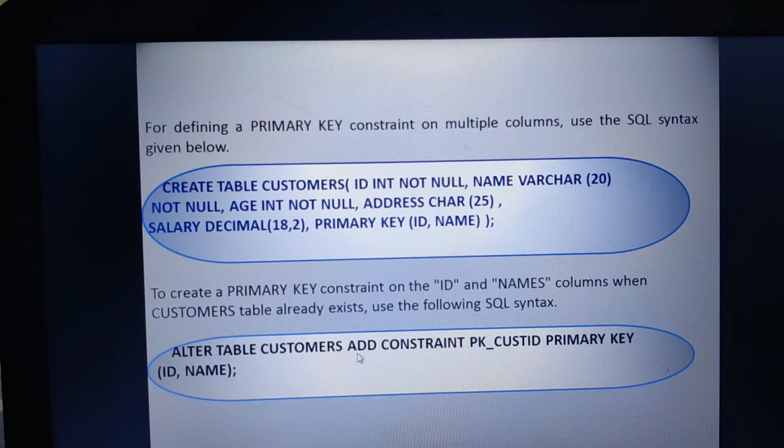Similarly with the alter command also you can create the constraint on multiple columns. Same: alter table customer, add constraint and constraint name. So even if you skip this it is also fine. Then directly primary key ID comma name. The constraint name is any user defined name, any name you can give. Just constraint pk, then primary key ID comma name is also fine. So this was about the primary key constraint.